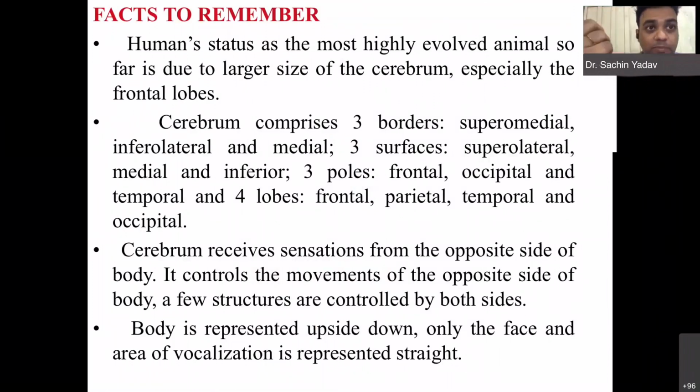Rather than being the larger size of the brain, it is important how the neurons are synapsing to each other, in what manner. That is very important. Okay.